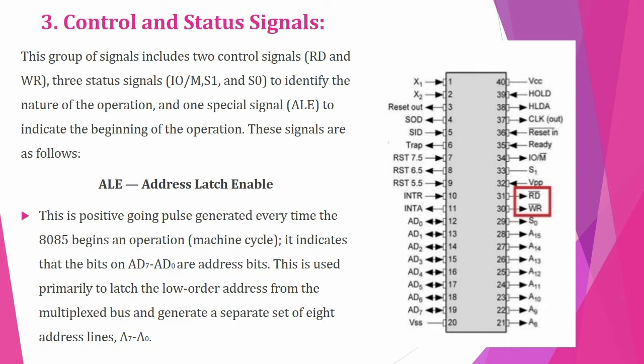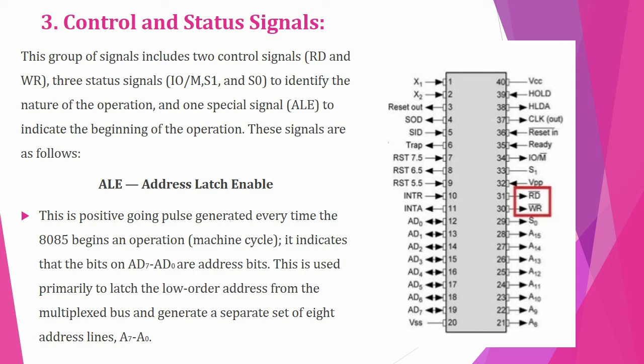Control and status signals. This group of signals includes two control signals, RD and WR, three status signals, IO/M, S1 and S0, to identify the nature of the operation, and one special signal, ALE, to indicate the beginning of the operation. These signals are as follows.